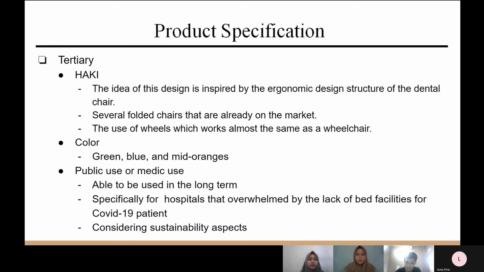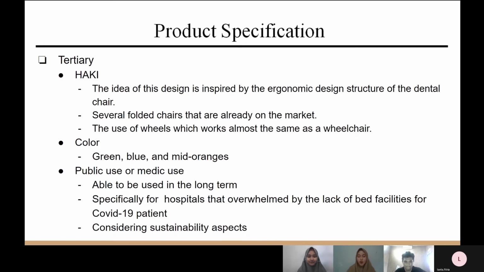Next, second, about color. For the color, our group decided to use green, blue, and mid orange colors, because based on the research, those colors affect human emotion, human feeling, and human behavior. By applying those colors, it will better satisfy the pediatric patient's psychological needs. In addition, high contrast color can result in headache and eye strain. Therefore, our group decided to use these colors for the seat cushion.